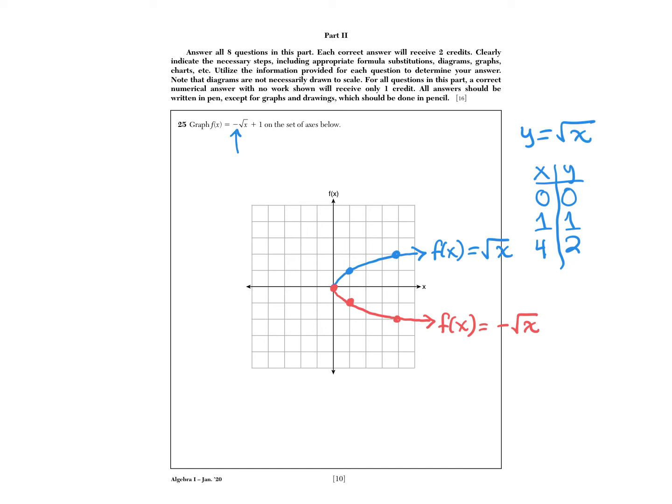Now let's look at this in a third color. The plus 1 means it moves up 1 on the y-axis. So I'm going to graph this in green. This point goes up 1, 0, 0 would slide up 1. Your next one slides up 1, and your third one slides up 1. So this would be what the actual function they're looking for is. You have f of x equals negative square root of x plus 1.